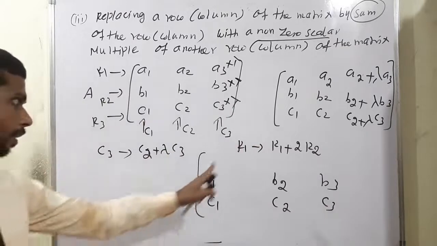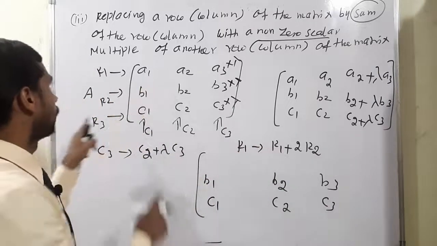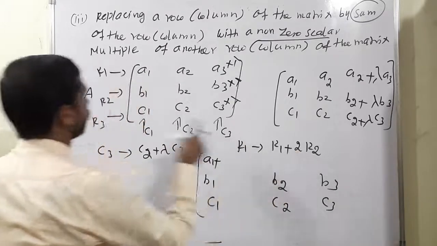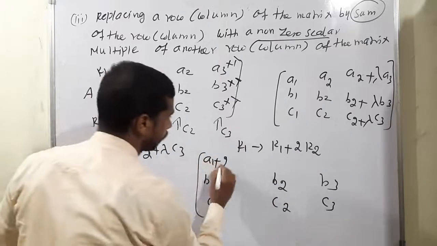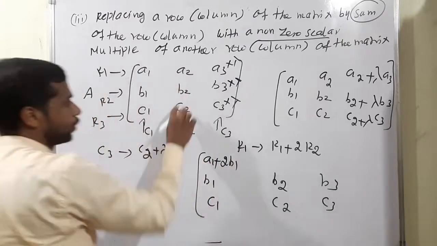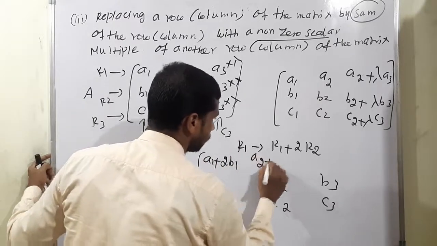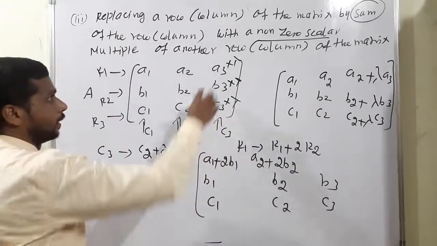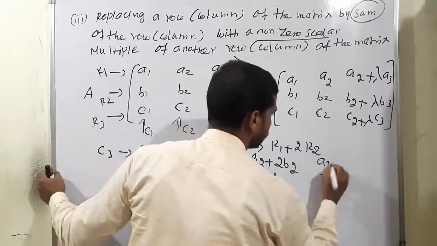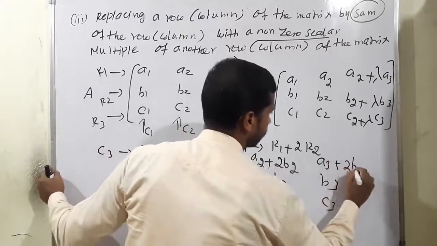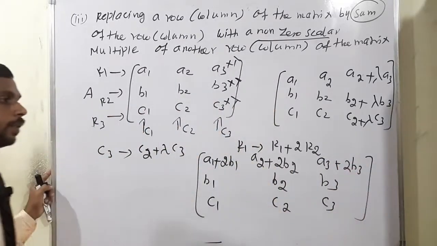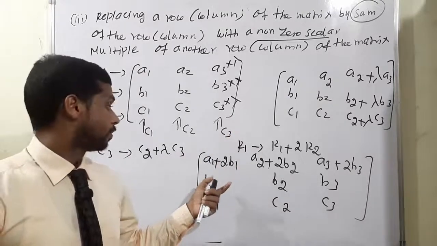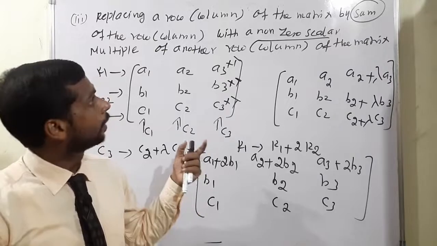What are the changes? R1 becomes R1 plus 2 into R2. R1 means A1 plus 2 into R2, and 2 into R2 means 2 into B1. Then A2 plus 2 into B2. The next condition, A3 plus 2 into B3. So I hope you are very satisfied with these 3 concepts. I will continue with some related problems.